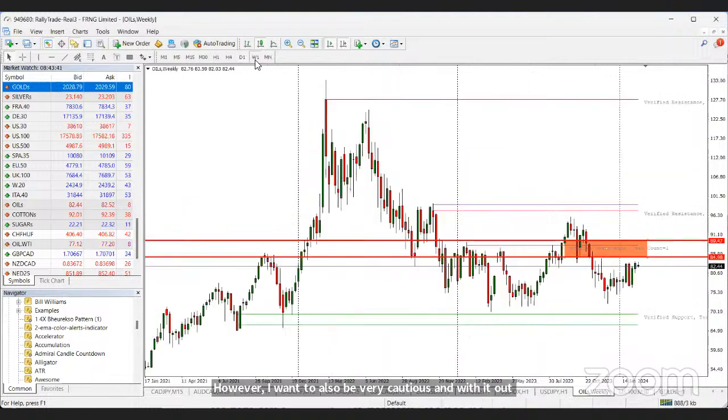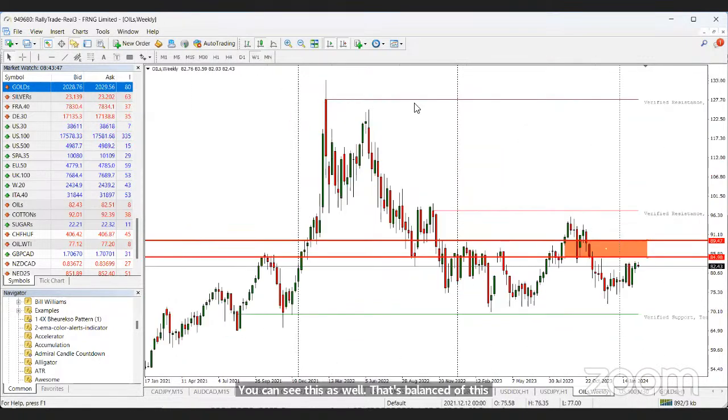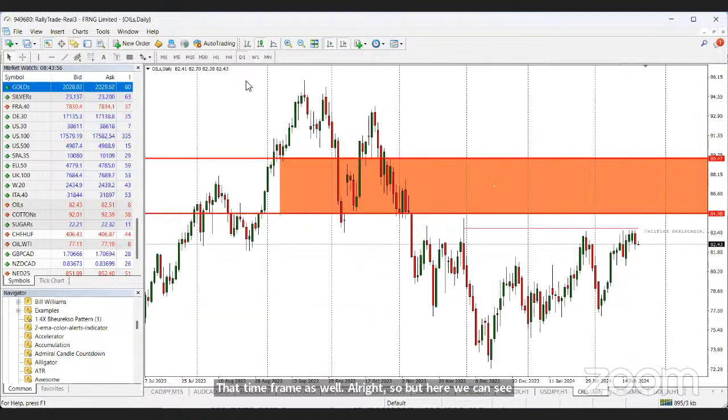But first of all, let's look at it on the weekly time frame. You can see this as well. It bounced off this verified resistance on the weekly time frame as well. But here we can see that it bounced off the support and is trying to push up here. Hence I'm giving that preference. However, on the daily time frame, I'm going to be entering my sell once price is able to go past this noise on its way down.